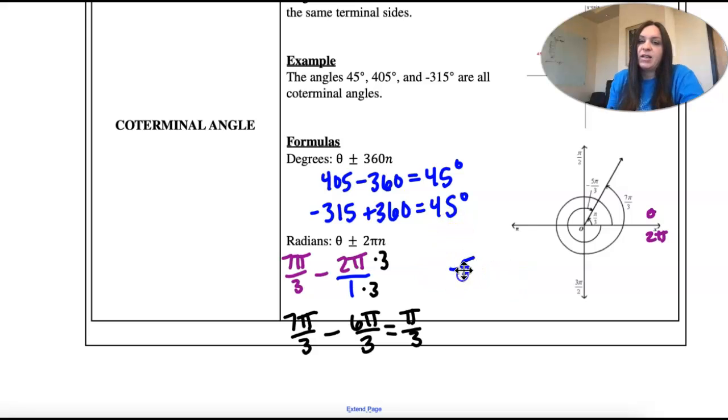And if we have a negative value, we would add 2 pi. And same thing, 2 pi becomes 6 pi thirds when you get the common denominator. Negative 5 plus 6 is 1 pi, and then the 3 stays.